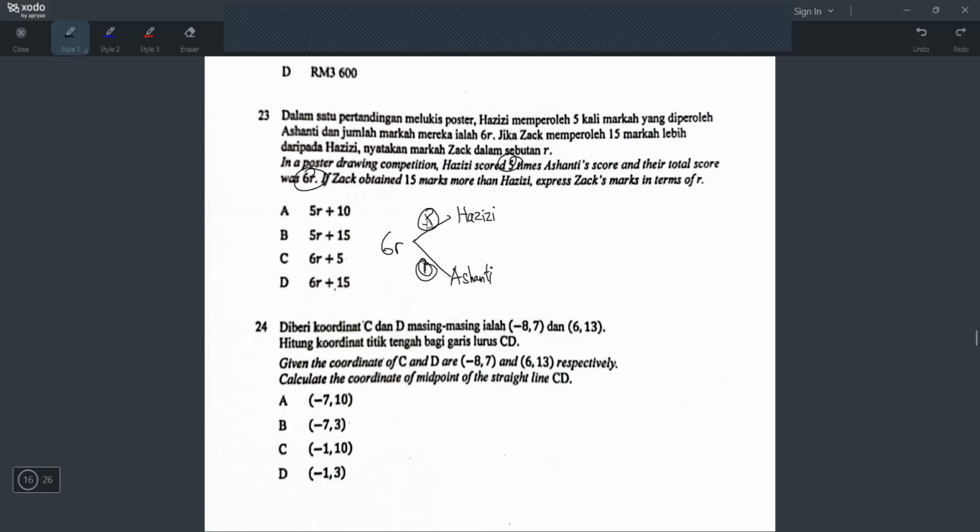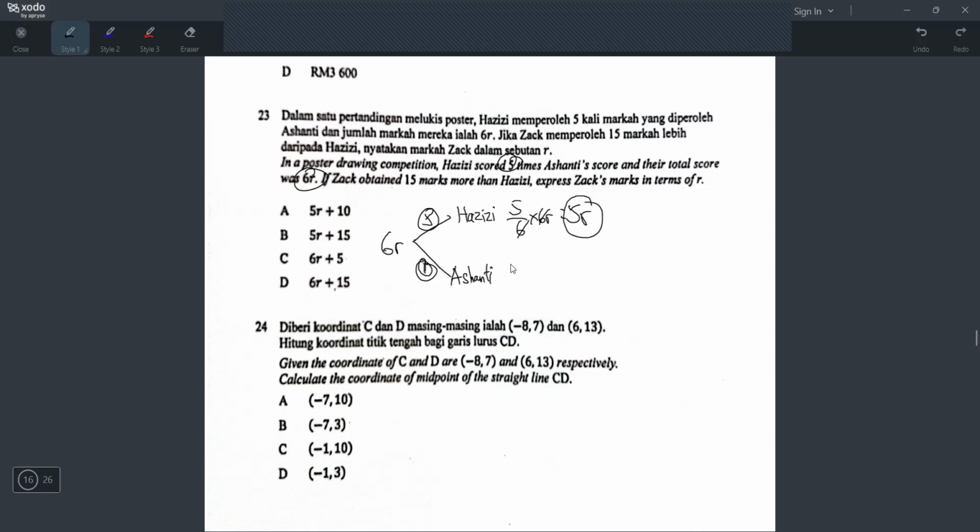Okay, and ratio you can convert to probability, right? So how to convert to probability? If I want to get Hazizi's marks, it will be 5 over 6 times 6R, because Hazizi's ratio is 5 and the total ratio is 6. So 5 over 6 times the total, then you will get Hazizi's marks. 6 and 6 cancel. It means Hazizi's marks is 5R.